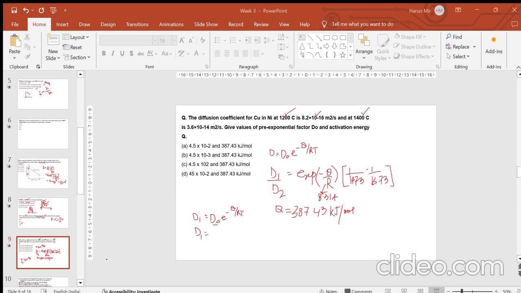This is the question based on your non-steady state conditions of diffusion. The question says we have a steel sample containing 0.2 weight percentage carbon. You can consider this is our steel sample, having 0.2 weight percentage of carbon, and it is being carburized in an atmosphere which has 1.2 weight percentage carbon. So this is your atmosphere carbon, 1.2 weight percentage, and this is your 0.2.